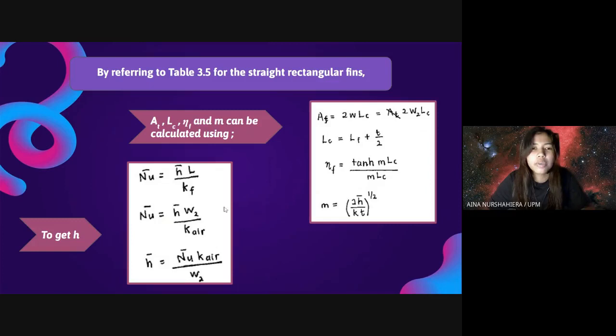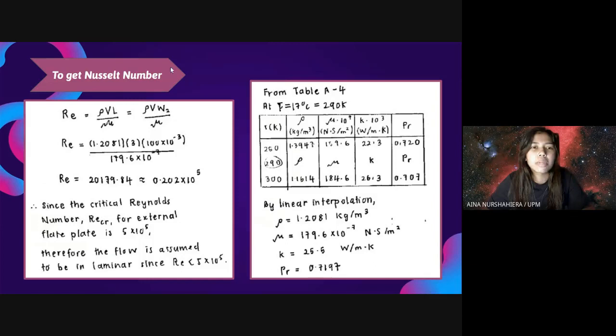We are going to assume that the convection is approximated with similar to the external flow of the flat plate. So to get the Nusselt number, we have to look for the Reynolds number first, and we obtain that the flow is laminar, since the Reynolds number is lower than the critical Reynolds number used. And from table F4, we can get the properties of the air at 290 Kelvin by linear interpolation.